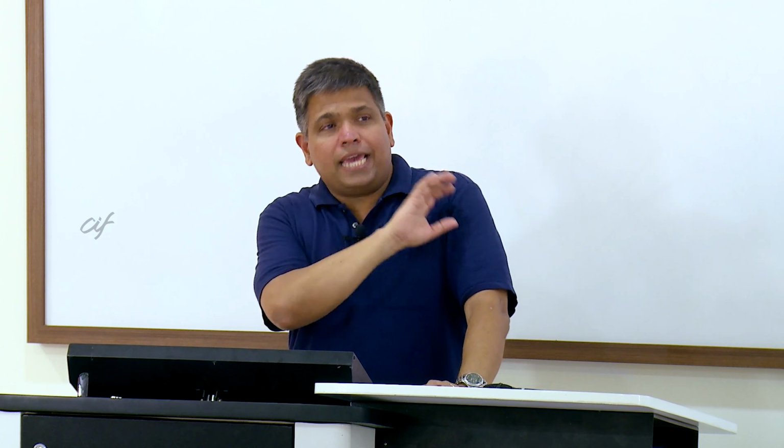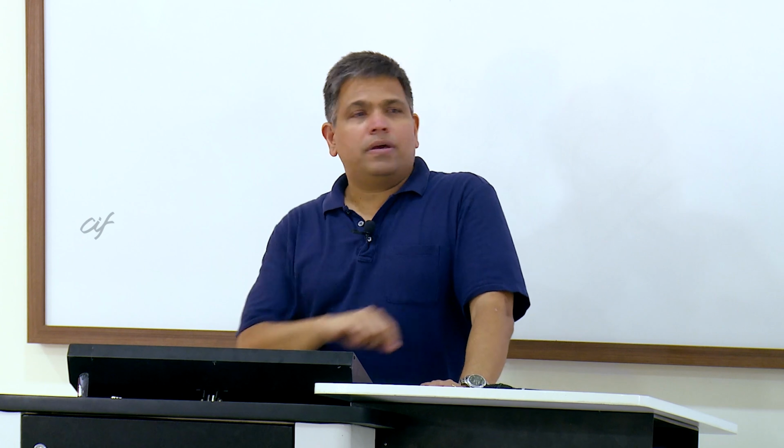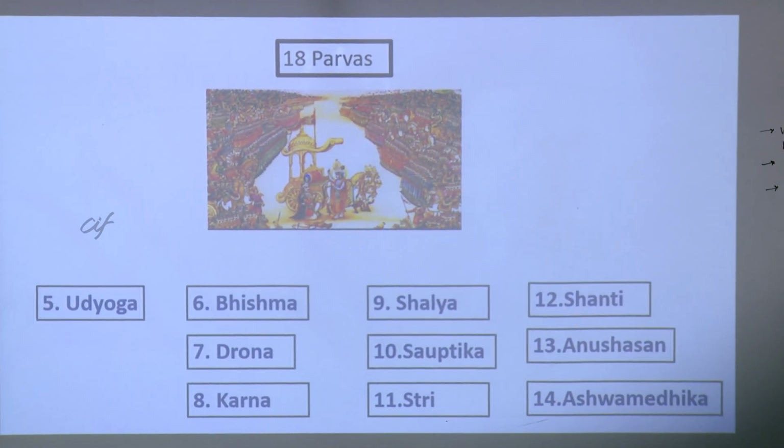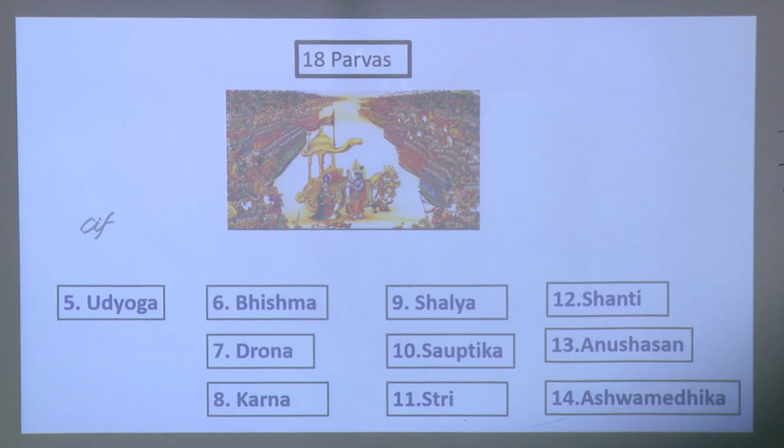So, again focusing on the astronomy. The specific astronomy references that we are interested in, at least for the next 2 days, appear in these parvas. It starts with the Udyog Parva and then goes through Bhishma, Drona, Karna, Shalya, Sauptika, Stri, Shanti, Anushasan, Ashwamedhika. A Parva is like a canto, a big subheading, a part of the book, and there are a total of 18. So, Udyog Parva is what?